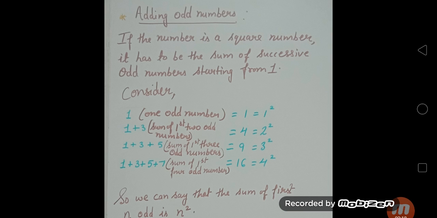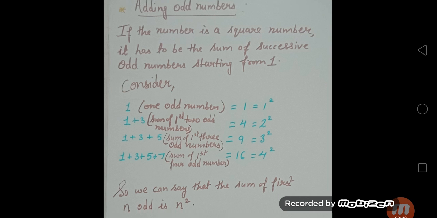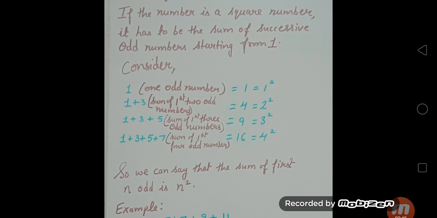Then next I have taken 1 plus 3 plus 5. These are the first three odd numbers, and the sum of the first three odd numbers is 9. You all know this is also a square number, square of 3. Then I have taken the first four odd numbers, and the sum of the first four odd numbers, 1 plus 3 plus 5 plus 7, is 16. And we are all very well aware that 16 is a square number, which is the square of 4. So we can say that the sum of the first n odd numbers is n square.